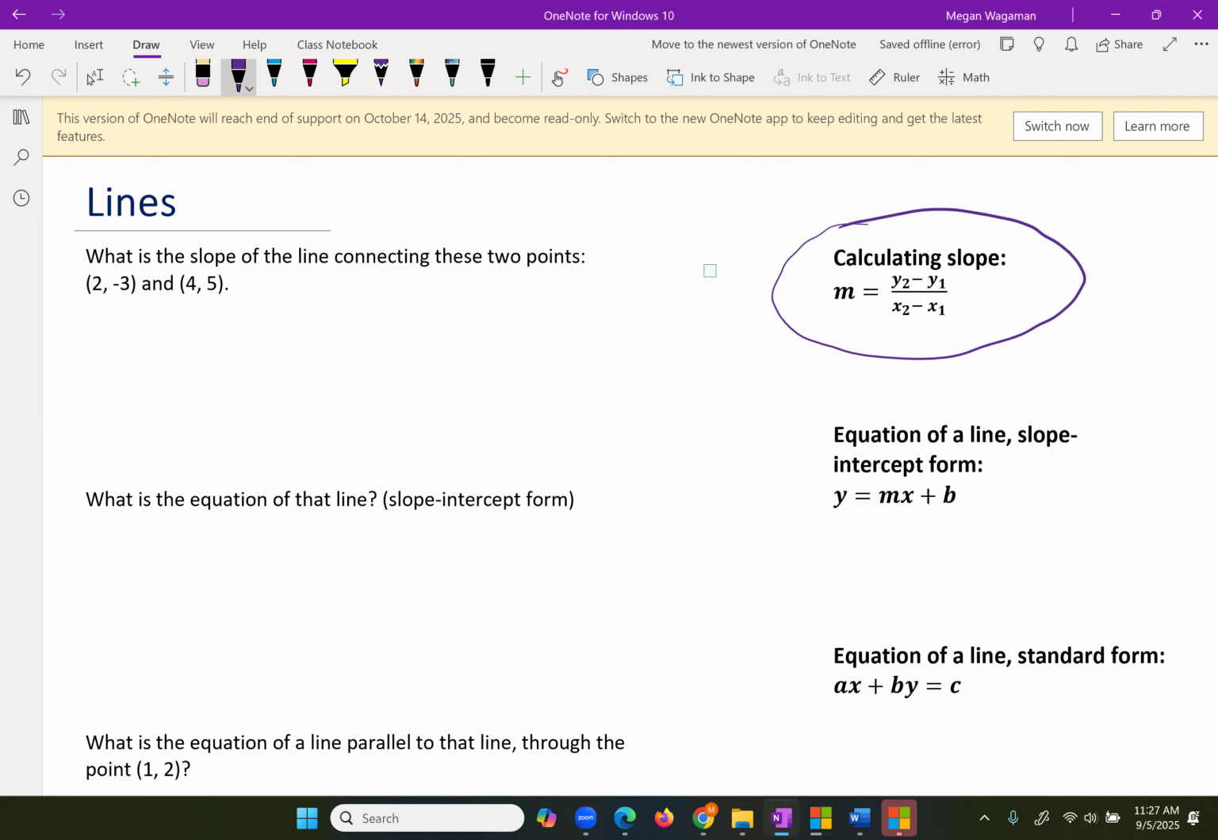So I have this formula for slope. My y2 and y1 are just two of the y coordinates. X2 and x1 are two of the x coordinates. So I'm going to call these two the ones and these the twos.